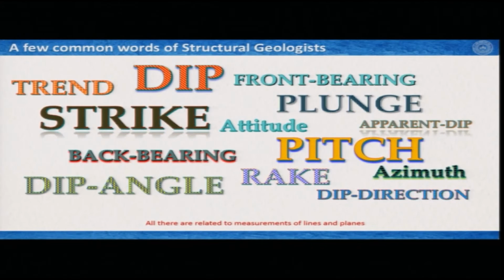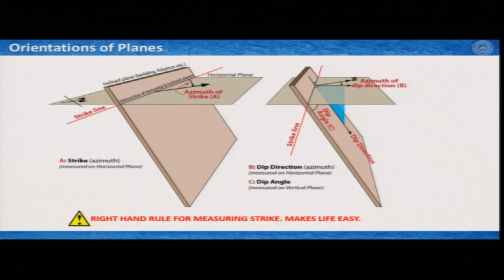So, based on this background, the structural geologists have their own vocabulary, and this vocabulary considers all these terms. For example, trend, strike, plunge, pitch, back bearing, front bearing, dip angle, and so on. Now, what these are, how to present them on the map, and how to measure them in the field is something that we need to learn. So, first, how to measure the orientation of planes, or how to represent the orientation of a plane.